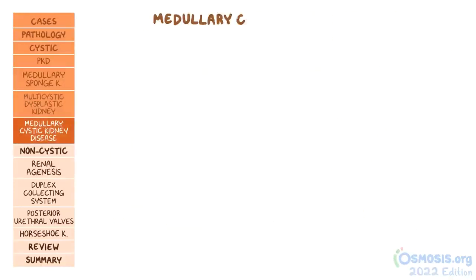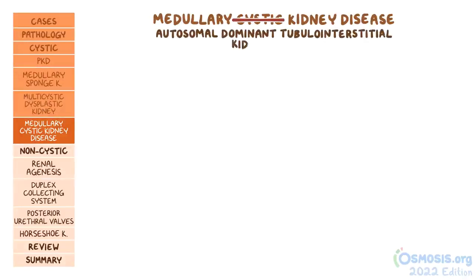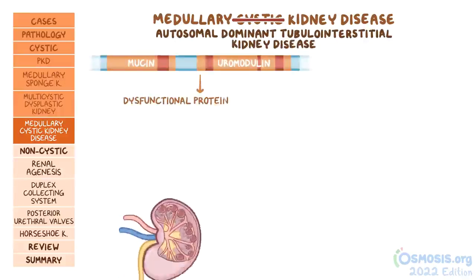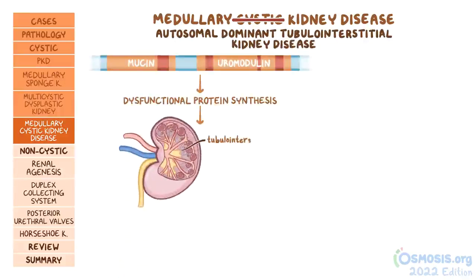Finally, we have medullary cystic kidney disease. Now, although it's in our cystic kidney disease section, development of cysts is actually not that common. So the newer term is autosomal dominant tubulointerstitial kidney disease. Here, mutations in genes that code for mucin or uromodulin cause dysfunctional protein synthesis, which leads to tubulointerstitial fibrosis and the occasional cysts in the medulla and corticomedullary junction.